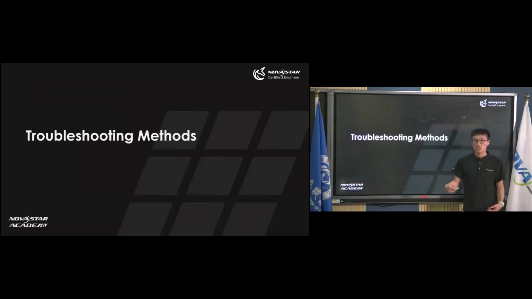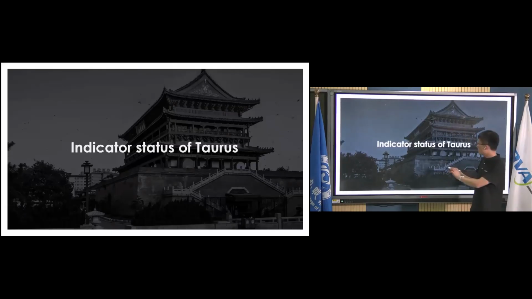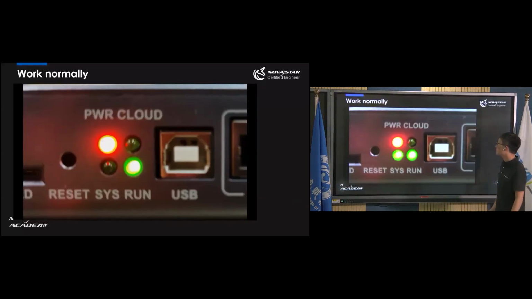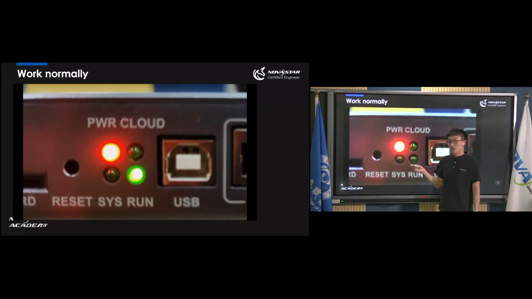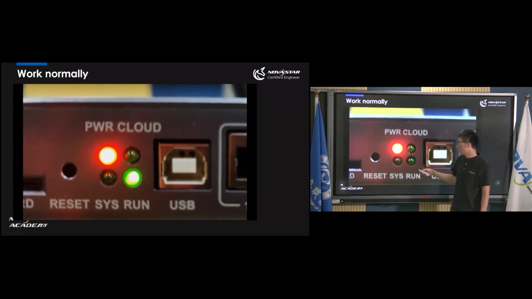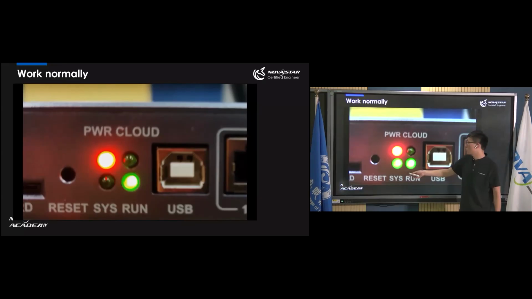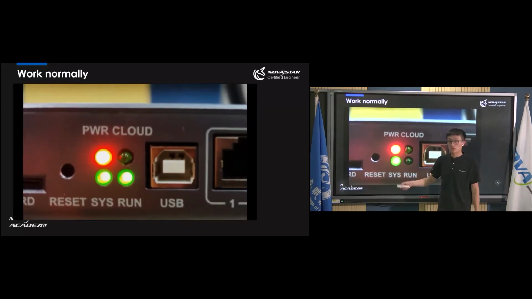in this part, I will do some troubleshooting for you. The injector status of Taros. Okay, from this video, you can see that the running indicator blinks 1 time per second, and the power light is still on. This is normal.